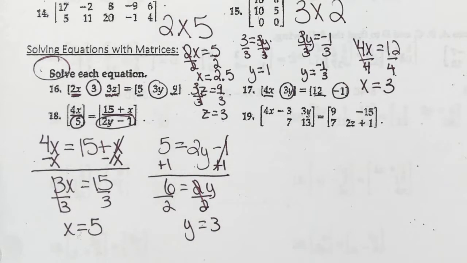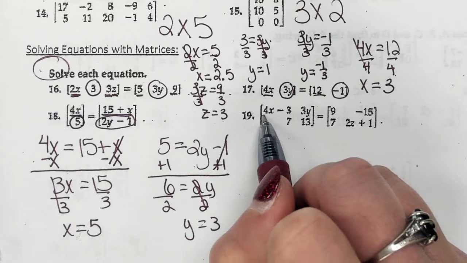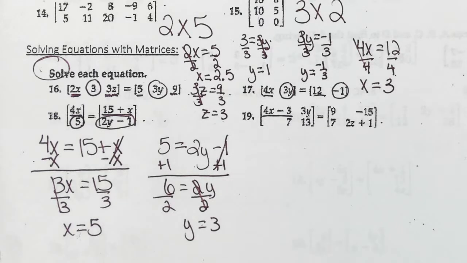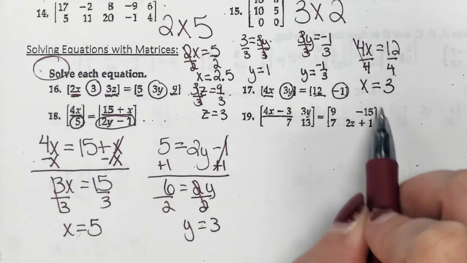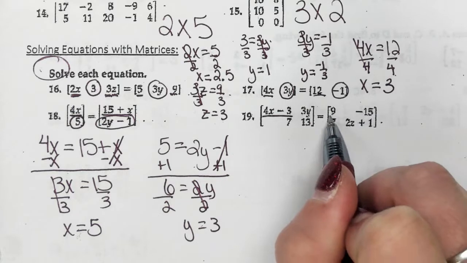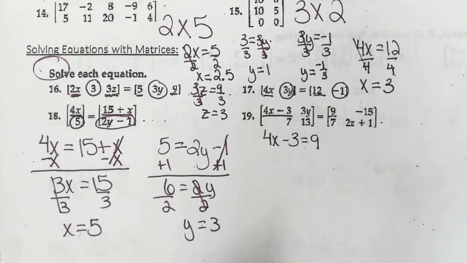All right, 19's a little different. You ready? So, do you see how the 4x and the 3 are connected by a subtract sign? All right, so they're in the top row on the left-hand side. So which one am I going to set it equal to over here? 9. There you go. So you got 4x minus 3 equals 9. All right, take just a second real quick and figure out what x equals on that one.